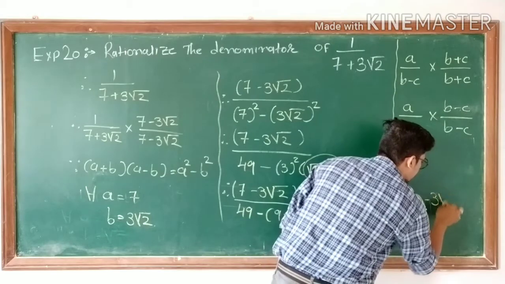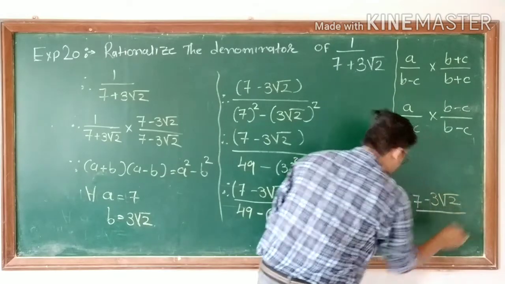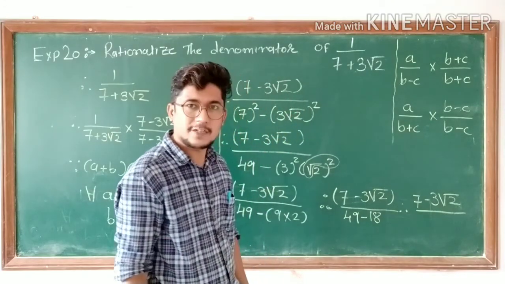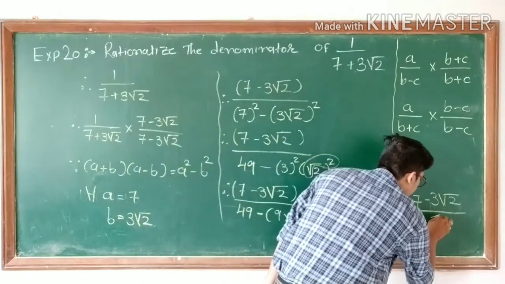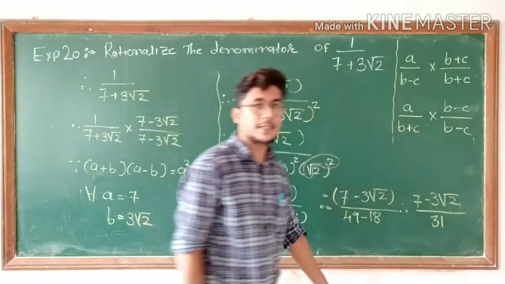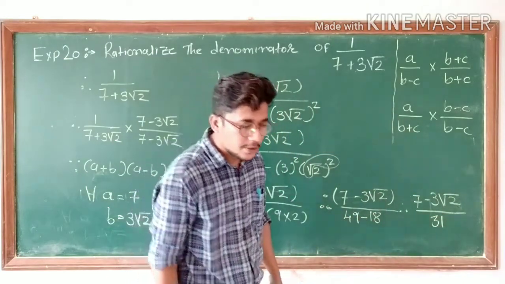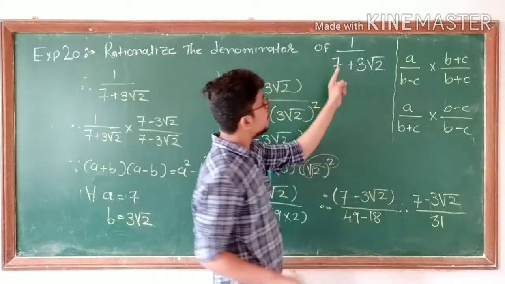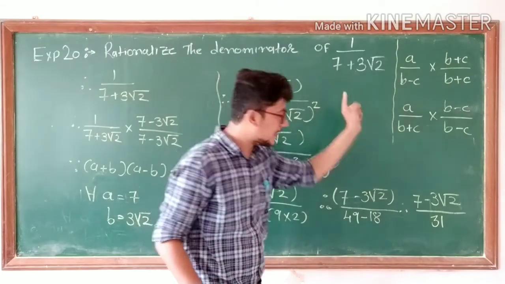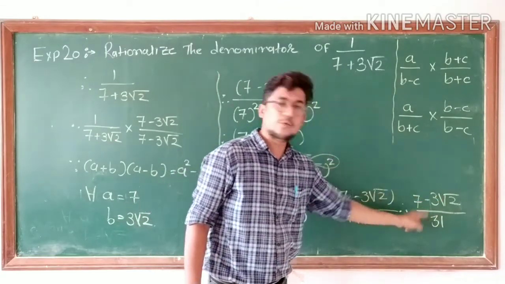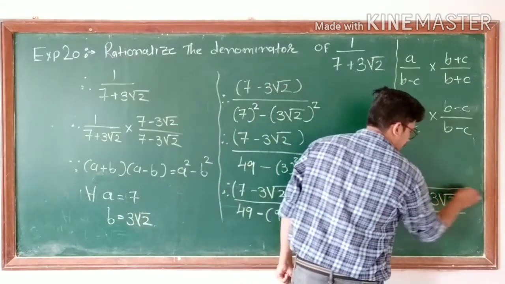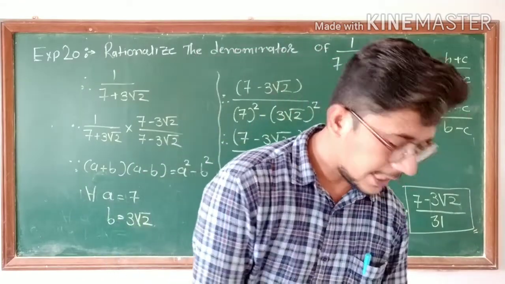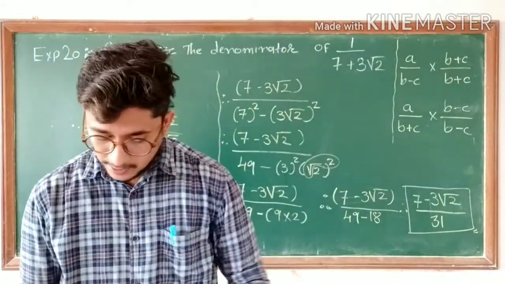So therefore 7 minus 3 root 2 will be as it is. And what is 49 minus 18? That is 41. That is 31, I think. So 31 will be your denominator, and it is a rational number. Yes or no? So it is right. It has been rationalized. So 1 upon 7 plus 3 root 2 is rationalized to 7 minus 3 root 2 upon 31. So it is your final answer. So till example 20 we have completed.